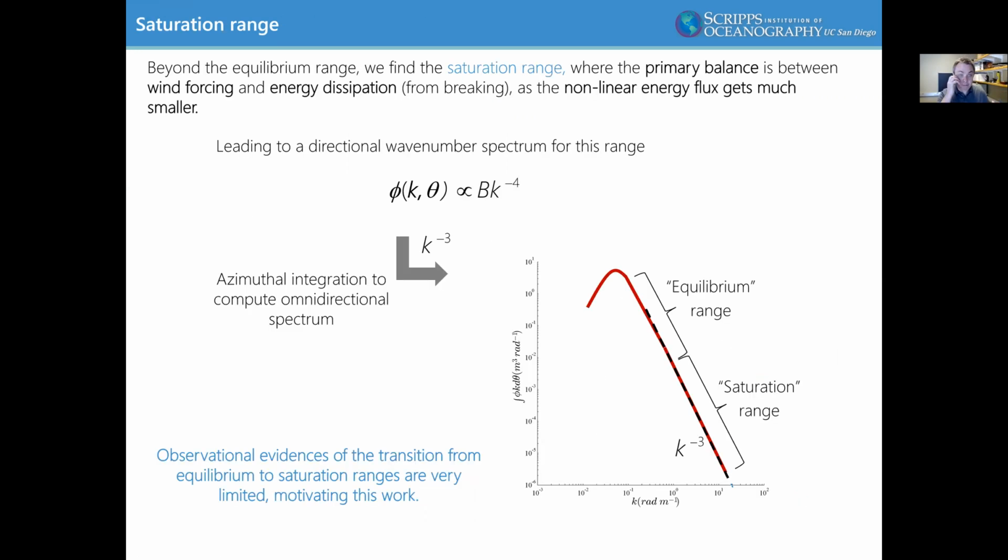For higher frequency wave, beyond the equilibrium range, we find the saturation range, where the primary balance is between wind forcing and energy dissipation. As the nonlinear energy flux gets much smaller, that leads to a different shape of the directional spectra. This time it's a k to the -4. K is the wave number, obviously. If you azimuthally integrate this directional spectra, you get an omnidirectional spectra with this time a power law of -3. So this is our understanding of this transition between equilibrium and saturation range. This is our understanding of the spectral shape of wind-generated wave.